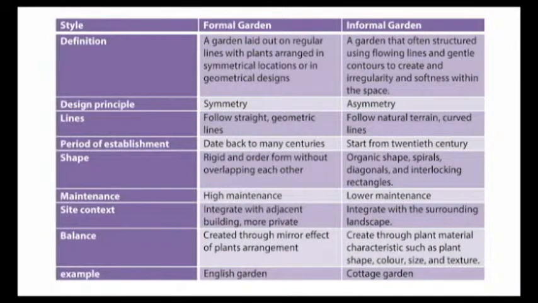Formal gardens follow straight geometrical lines, whereas informal gardens follow natural terrain or curved lines. The shape of the formal garden is rigid and follows orderly form without overlapping each other, whereas the informal garden follows organic shapes, spirals, diagonals, and interlocking rectangles. Formal garden integrates with adjacent buildings and is more private, whereas informal garden integrates with surrounding landscape.